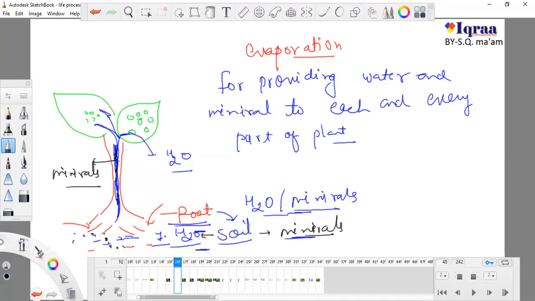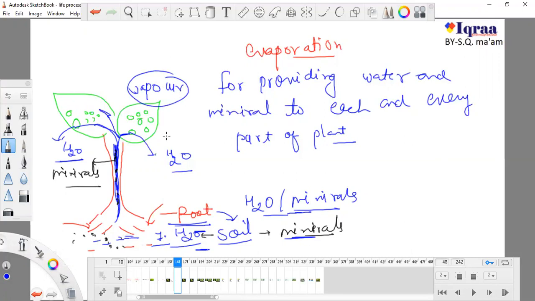They will flow with water. As soon as the water reaches this opening, which is known as stomata, it will reach these stomata. And if the stomata are open, the water will release into the atmosphere in the form of vapor, an obvious thing.